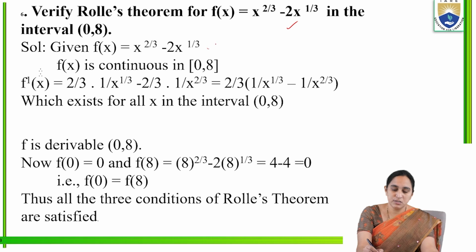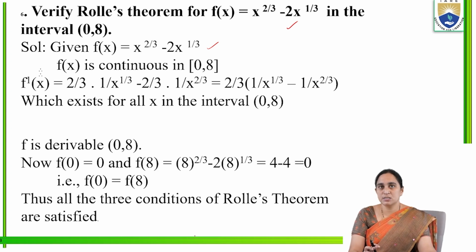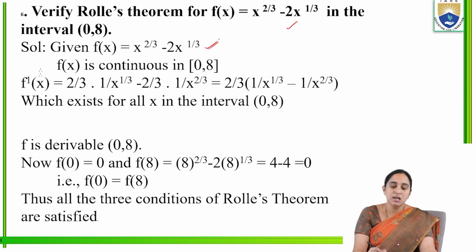This is f of x, and f of x is continuous in [0, 8]. And what about the Rolle's theorem conditions? f of x is continuous in the closed interval [a, b], f of x is differentiable in the open interval (a, b), and f of a is equal to f of b. If the three conditions are satisfied, then there exists one C belongs to (a, b) such that f dash of C is equal to 0. Here, what about the function f of x?